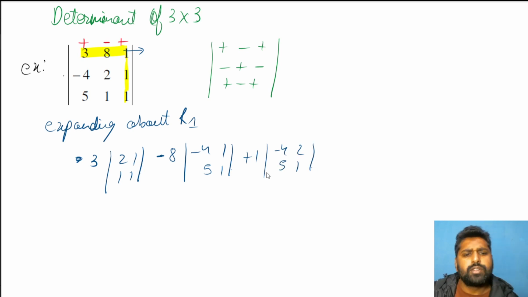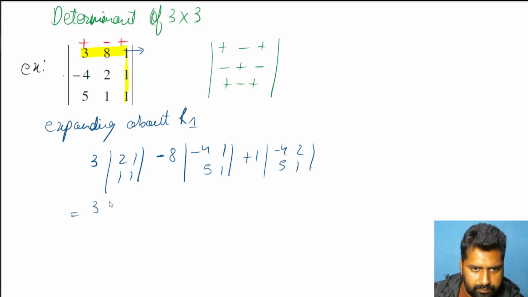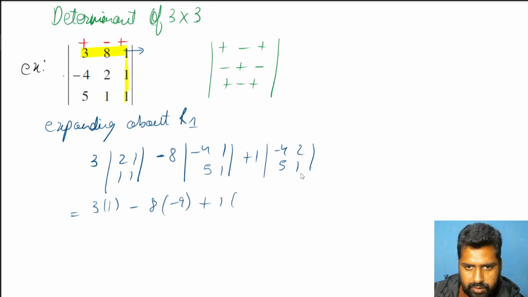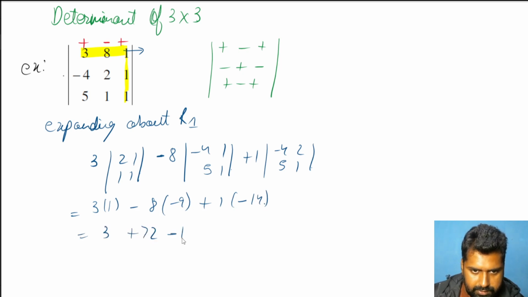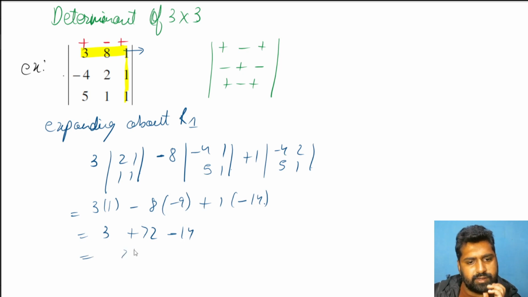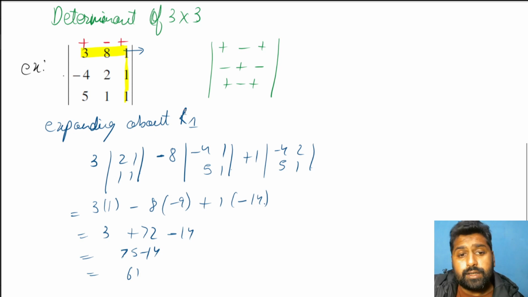You have to open the determinant. So basically we have converted a 3 cross 3 into 2 cross 2, and now you can pretty much solve this. So 3 into (2 minus 1), minus 8 into (minus 4 minus 5), that is minus 9, plus 1 into (minus 4 minus 10), that is minus 14. So 3 plus 72 minus 14. So 75 minus 14, that's 61. We expanded this about row 1.